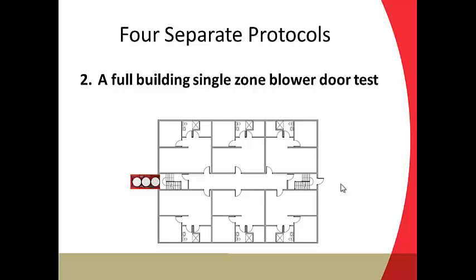You can't use the results of this for a rating, so you can't interpolate what the CFM would be of each unit based on square footage or anything like that. This is simply a single zone blower door test as an option for testing a building, but it couldn't be used at this time for doing an energy rating on an apartment building.